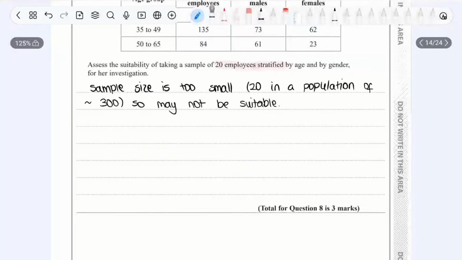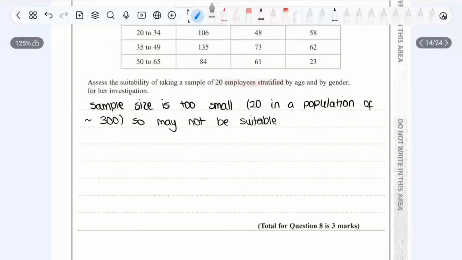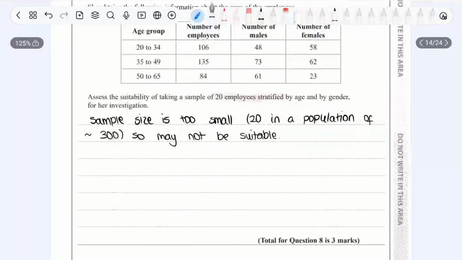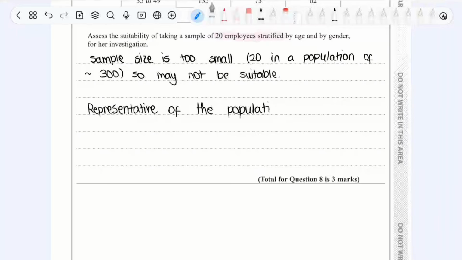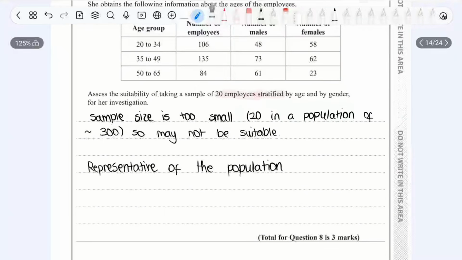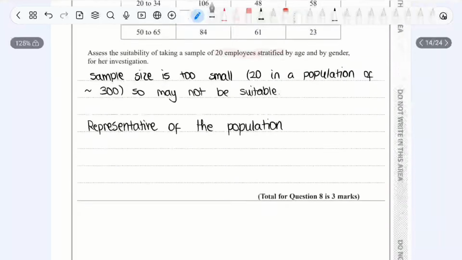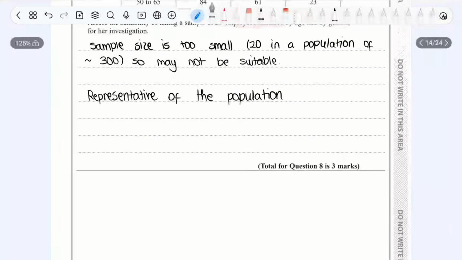But if we're looking at it from a different perspective, we could actually say that this is suitable. And why is that? Well, this fairly represents all of the groups, and so we can say that it's representative of the population. And because of that, we could also say that it reduces bias. Another thing you need to know is that when you stratify a sample, you use random sampling to gain that sample. So it will reduce bias because you're not subconsciously picking one person over another, you're doing it randomly. So we can also use that as another point.